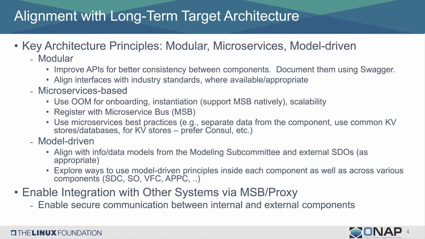We also have to summarize the best practices for using microservices, for example, separating data from the component using a common key-value store. And we are using the model-driven paradigm and philosophy in order to align with the information model and data model from the modeling subcommittee and from external SDOs, for example ETSI NFV, which define a set of specifications for infrastructure modeling and data modeling. Data modeling is also essential for communication and consistency between components within ONAP, so each component can understand the others, like data collection for DCAE. You need to collect different metrics, and each metric needs to be put into a standard data model, which conforms to the VES data format, so that it can be understood by other components. Model-driven is essential to the success of interoperability between different components.